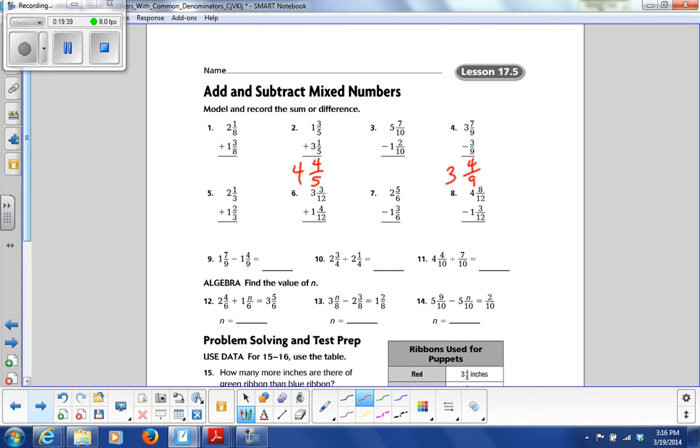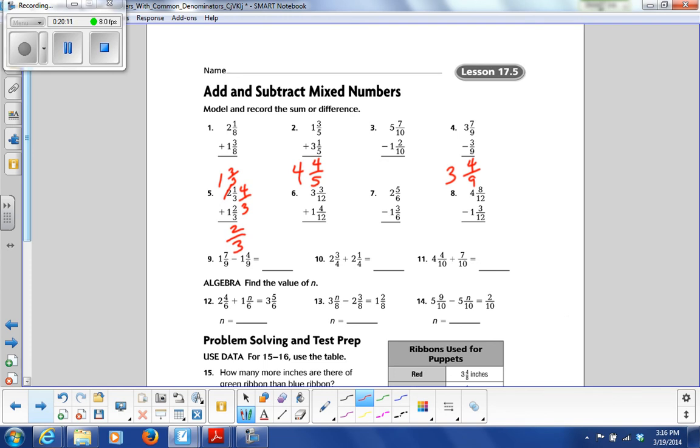Let's see here. Okay, we'll do number 5 together. 2 and 1/3 minus 1 and 2/3. I'm going to have to borrow because this number up here on top is smaller than the number on the bottom. So I'm going to borrow here, make this a 1. And this will be 3/3. So 3 plus 1 is 4/3. Okay, 4 minus 2 is 2/3. And 1 minus 1 is 0. So your answer is 2/3.